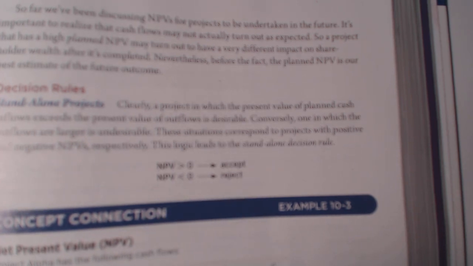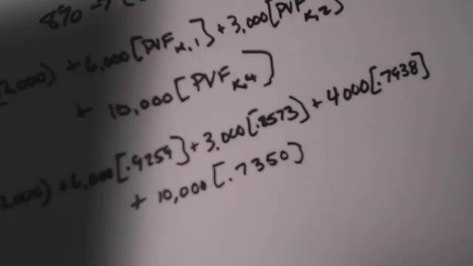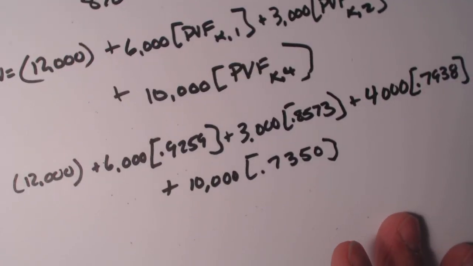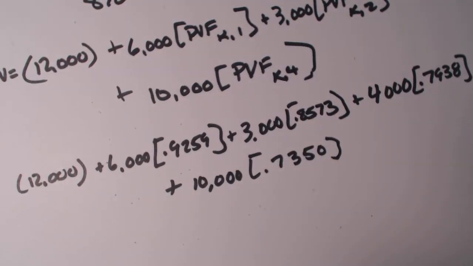Okay. Every company is a little different, so your company may have something different than this. So that is how you figure out problem number 2 in our homework. You just do the exact same thing that I just did, and you'll be good to go. So this again was net present value.